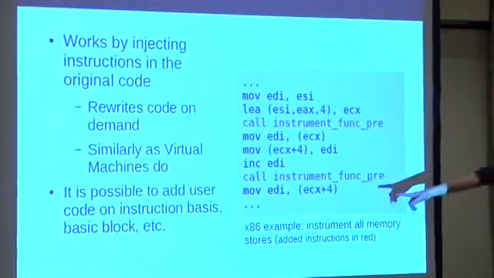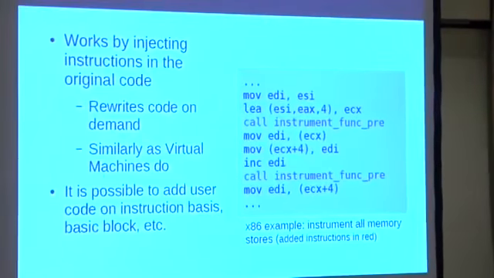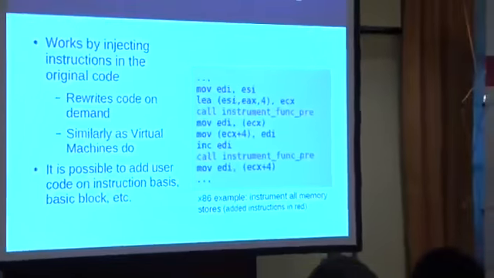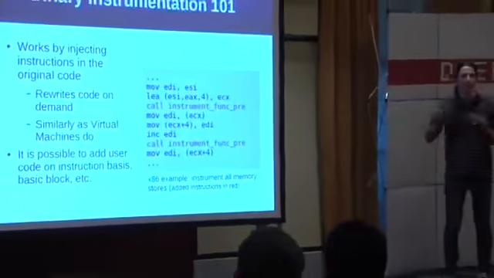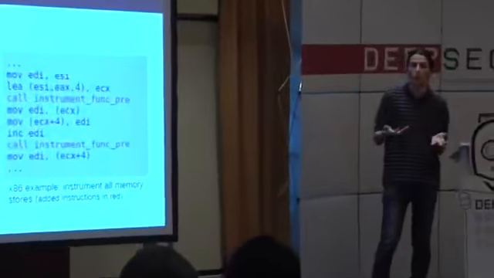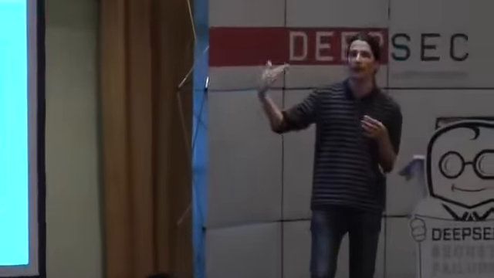and this other one, the move instruction, and it injects a call instruction before. Well, you can choose if you want to do it before or after. Sometimes you want to do both, just to look at what it's about to do and look at what happened after it did something. So basically, it has to write code on demand.